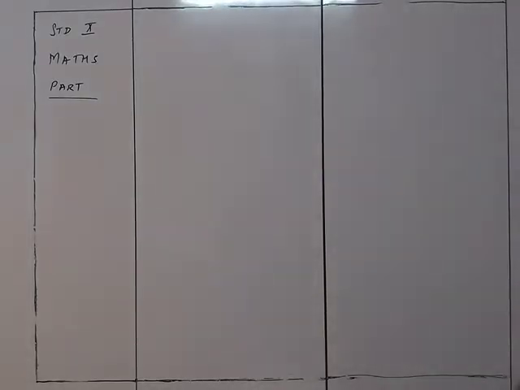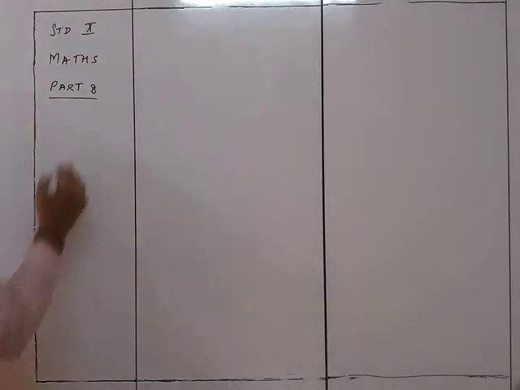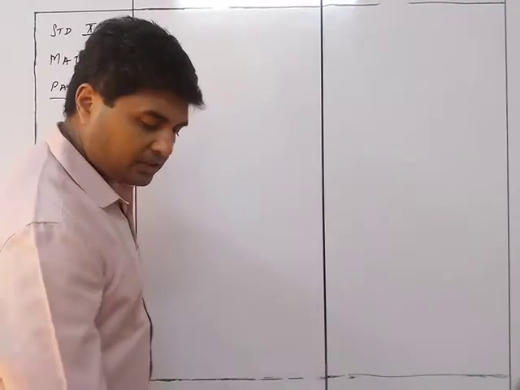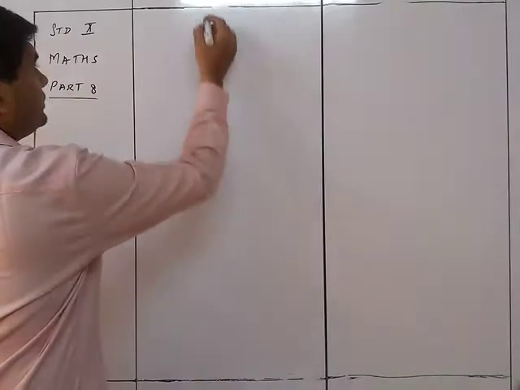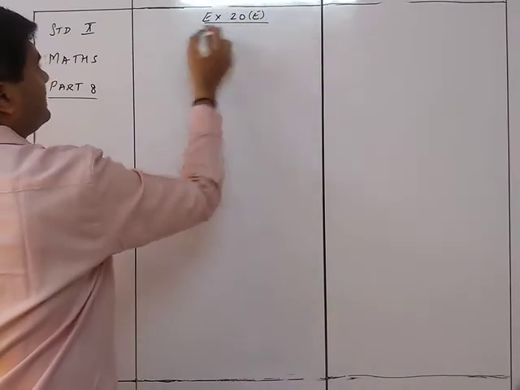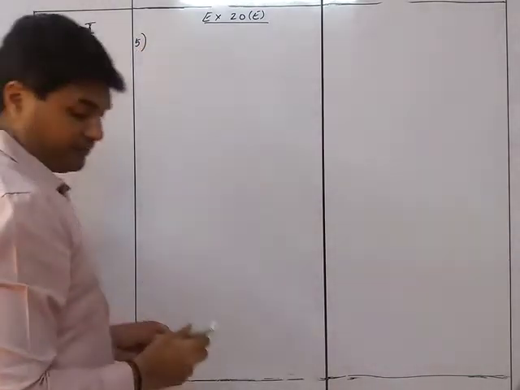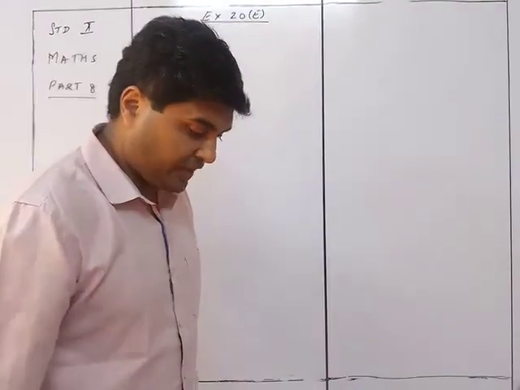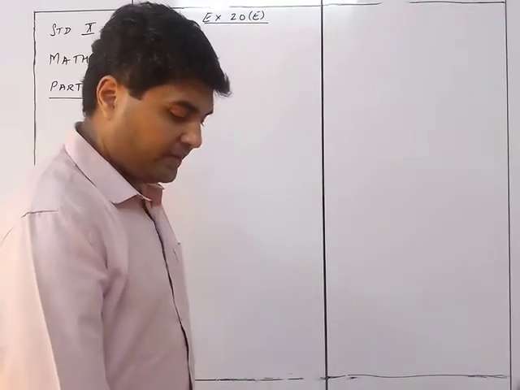We now continue with exercise 20E. Sorry, yes, it was exercise 20E. We were done with sum number 3. Now we move on to sum number 5, exercise 20E.